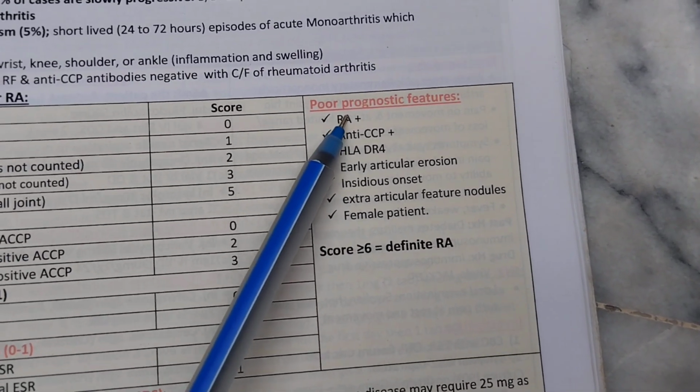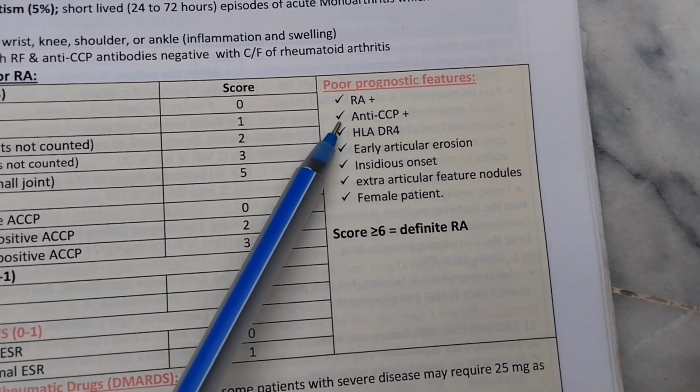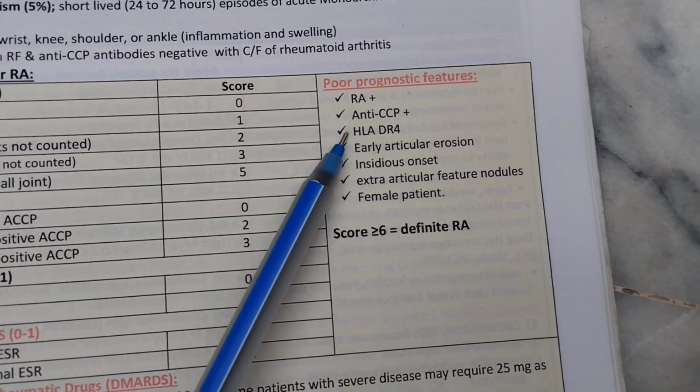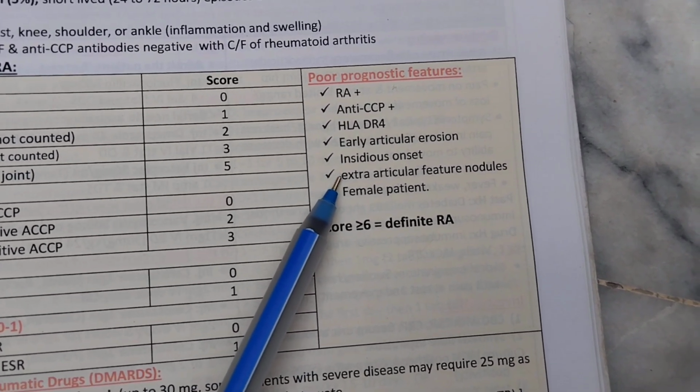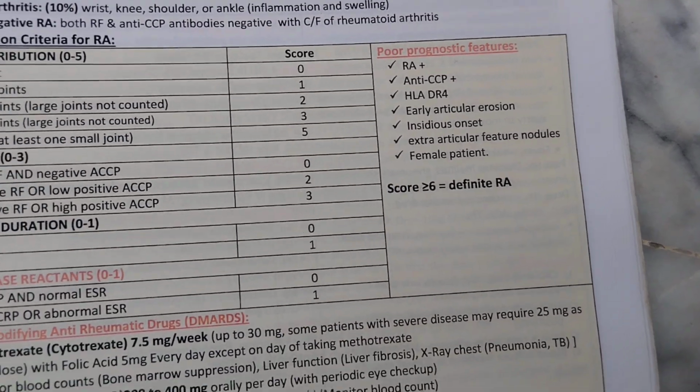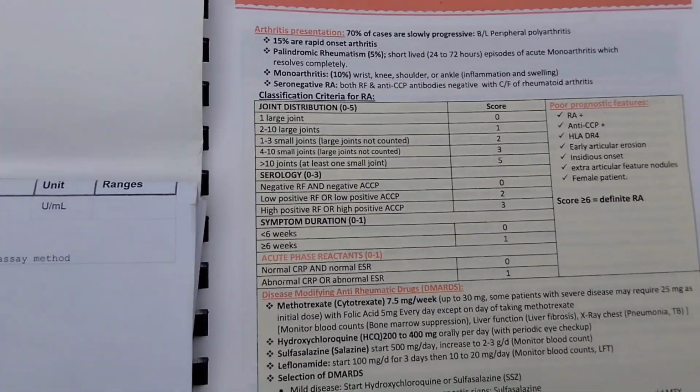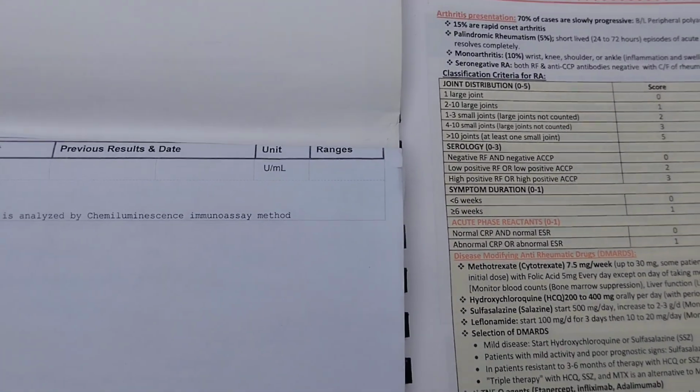The 4 poor prognostic features of rheumatoid arthritis: RF positive, anti-CCP positive, HLA-DR4, early articular erosions, and female sex. So these are the 4 prognostic features of rheumatoid arthritis.